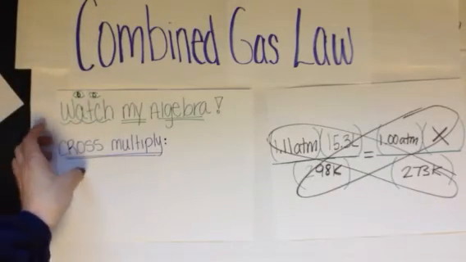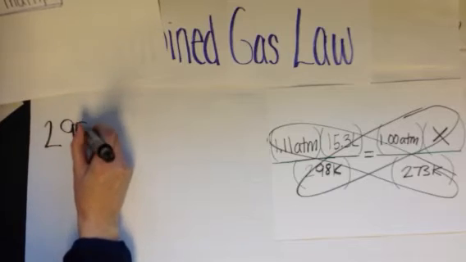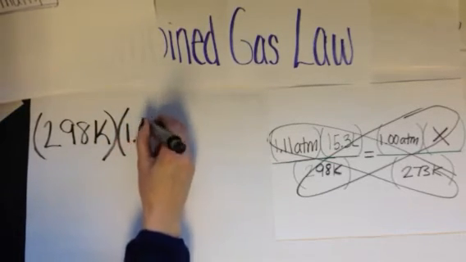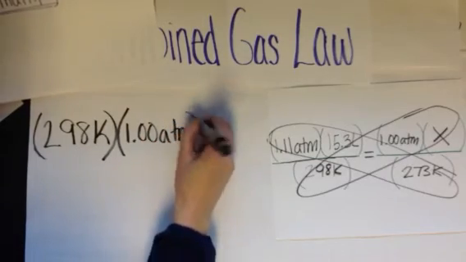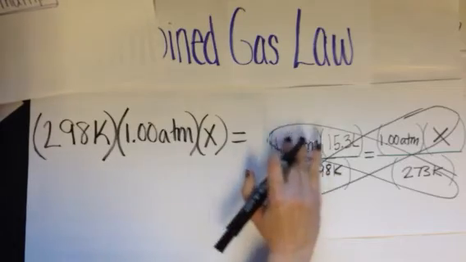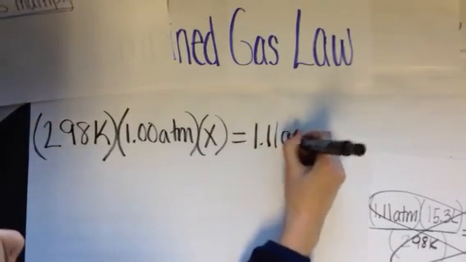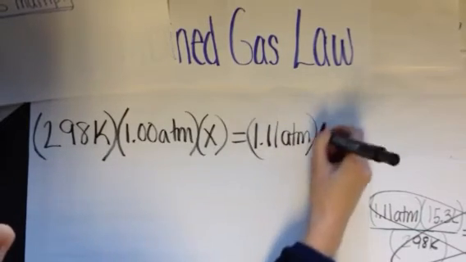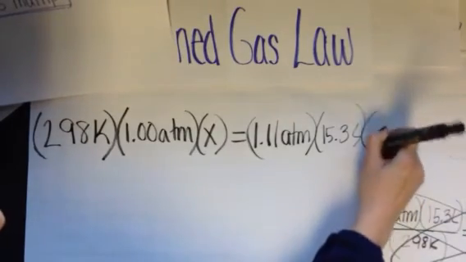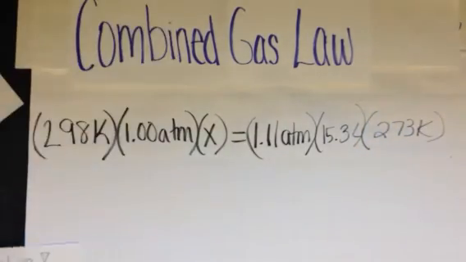Okay? So when I cross multiply now, I'm going to write this as 298K, don't forget your units, times 1.00 atm times X. That's on that side. Equals, and now I'm going to multiply all of those things together: the 1.11 atm times the 15.3 liters times the 273K. Okay, I'm not going to simplify yet.